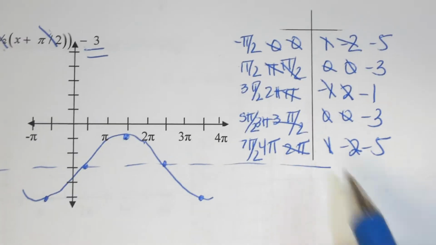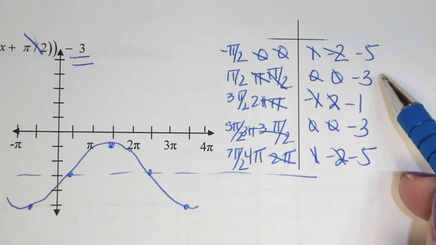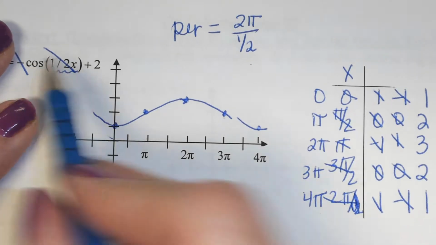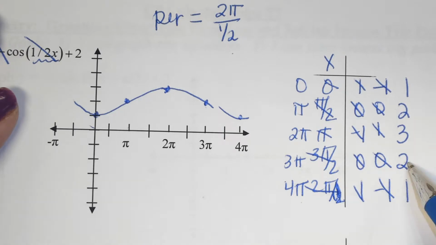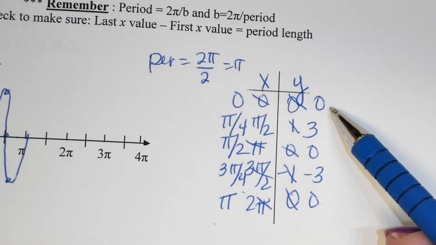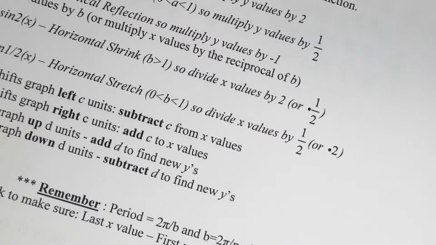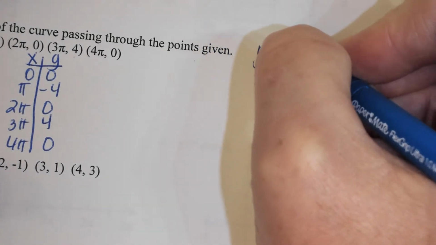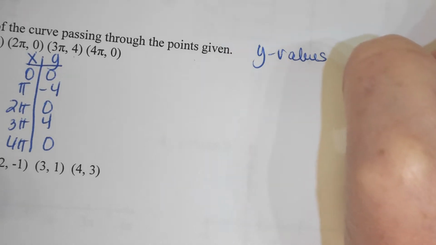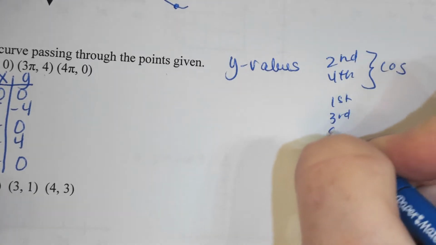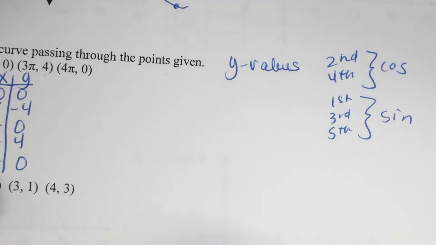Now, looking back here, do you notice how when we had cosine, the second and fourth were always the same? Here's another cosine. The second and fourth y values were the same. What about for sine though? Which ones were the same for sine? Yeah, the first, third, and fifth. Okay, so that's going to help us. So, for the y values, when the second and fourth are the same, it's going to be cosine. When the first, third, and fifth are the same, it's going to be sine.